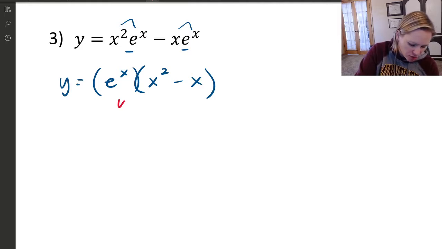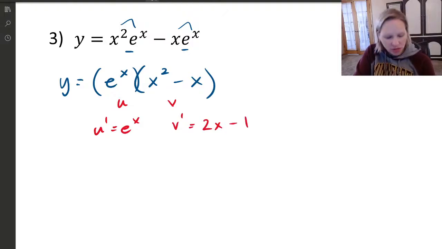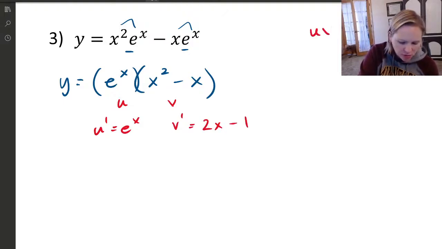Now I'm going to use my product rule. So this is u and this is v, which means u prime is just e to the x. v prime is going to be 2x minus 1. So now let's use our product rule. Remember, it's u v prime plus v u prime. So that's what we're going to be using.